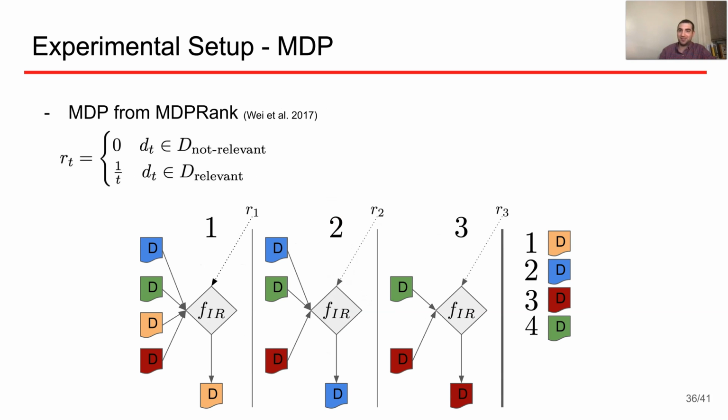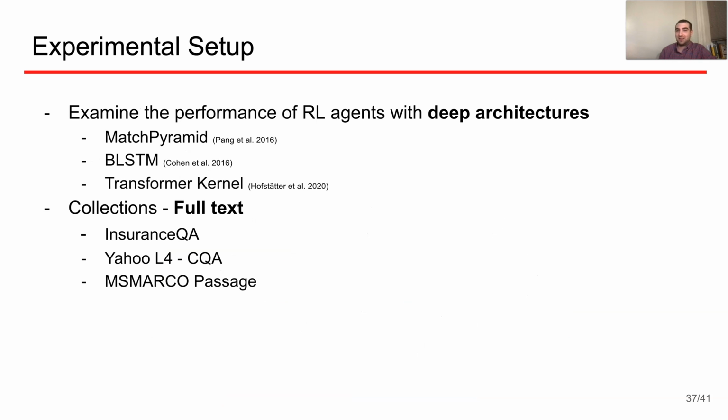Since we're talking about reinforcement learning, we of course need to define a Markov decision process it operates in. We use the same one from MDP rank, which we actually described in the motivating example, and the reward is just a reciprocal rank. We look at 3 deep neural architectures, as that provides a very challenging setting for reinforcement learning agents: match pyramid, bidirectional LSTM, and the transformer kernel. And these represent the 3 paradigms: convolutional, recurrent, and transformer architectures. Since we're working with neural models, we of course use full text, so Insurance QA, Yahoo L4, which is a community question answering collection, and MS Marco Passage.